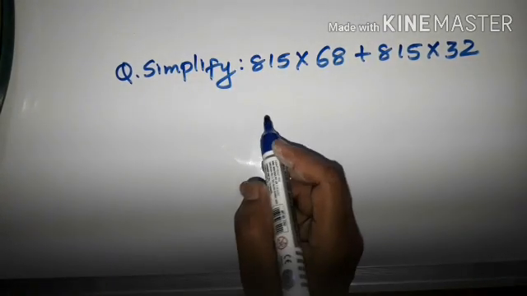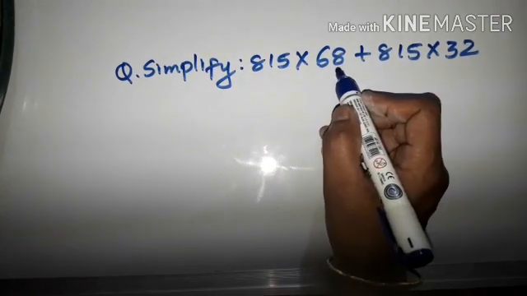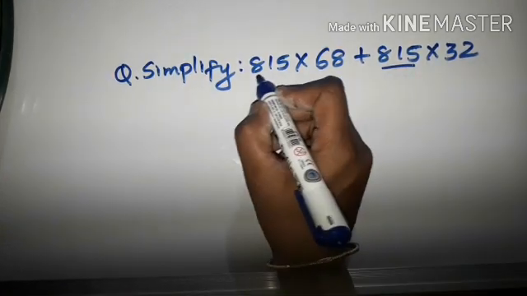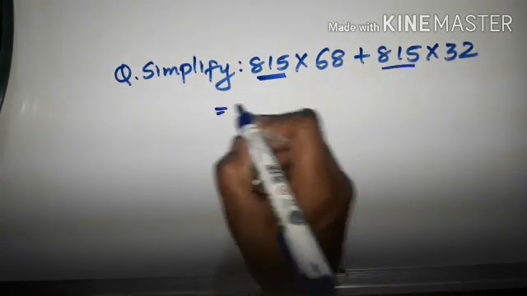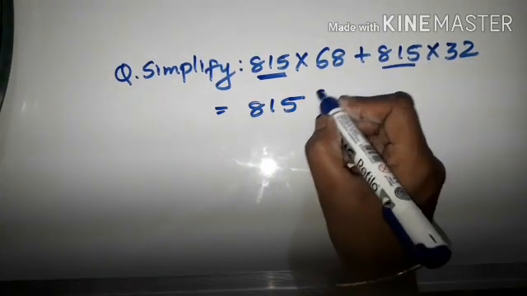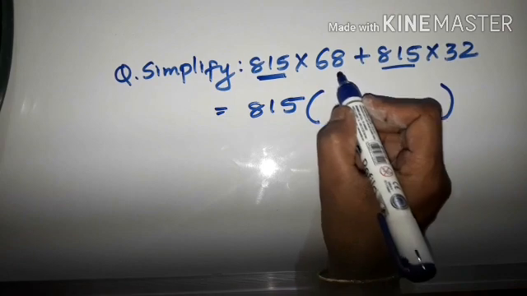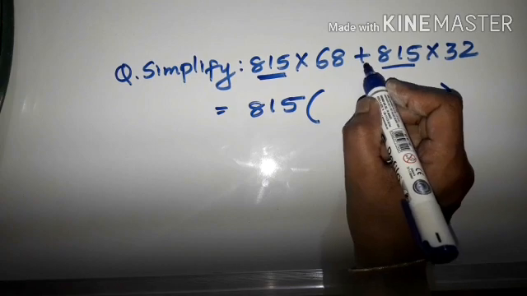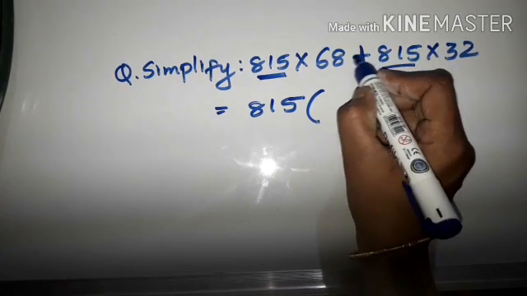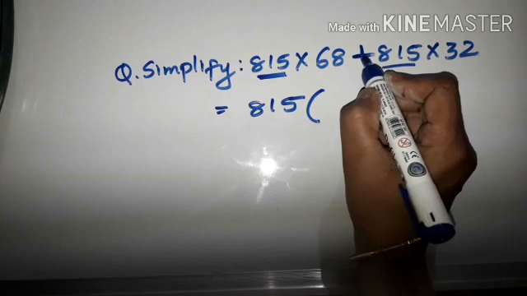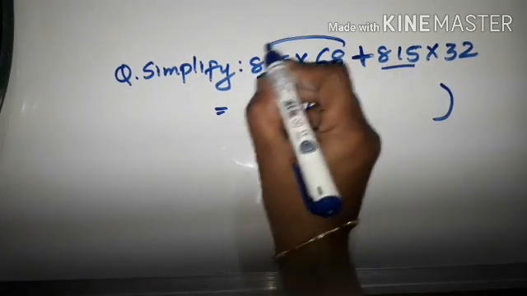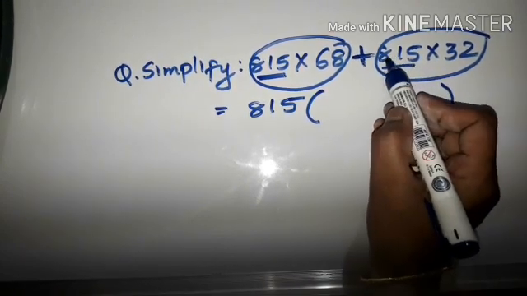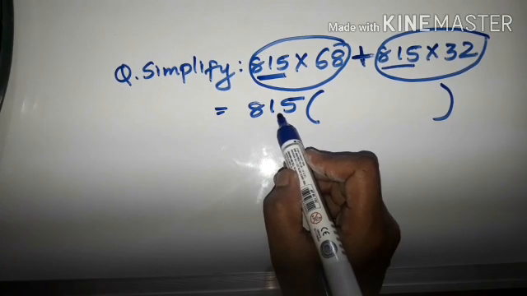See the question given here: 815 into 68 plus 815 into 32. Here you can see 815 is common. So write there 815. Remember that the terms get separated by plus or minus, so here you need to check plus and minus only. Here the first term is this one and the second term is this one. So 815 is common, which I have written outside the bracket.